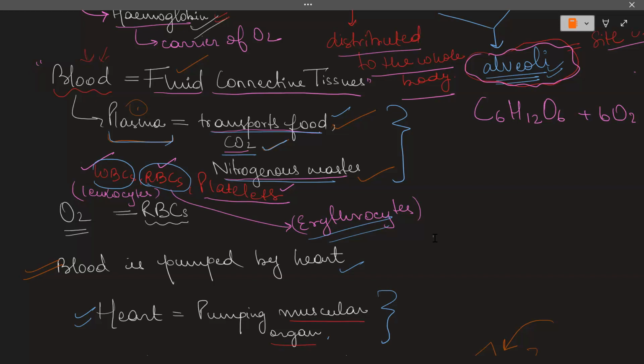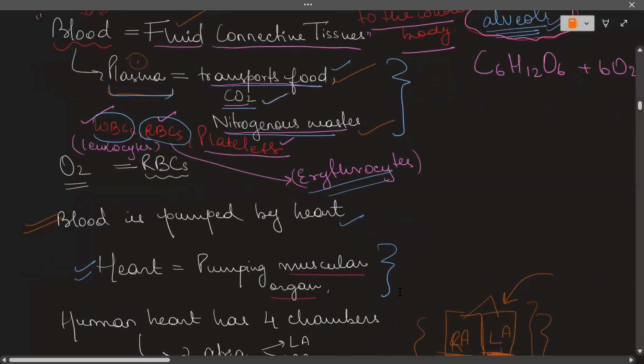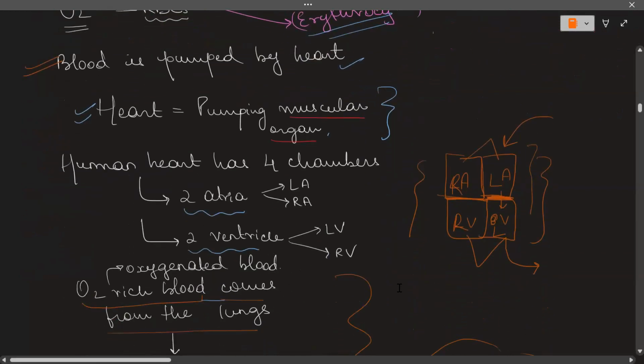Now, the blood is pumped throughout the body by the heart. And our heart is the pumping organ of our body. What it does is that it pumps blood to the whole entire body. Now, it is a pumping muscular organ.